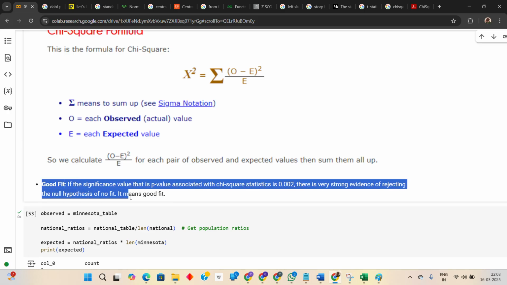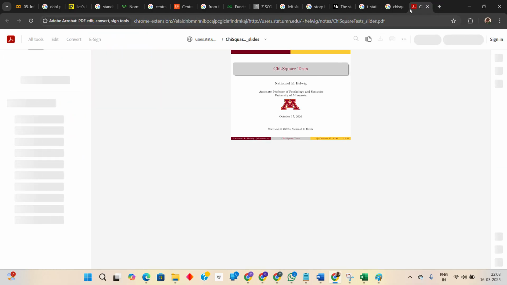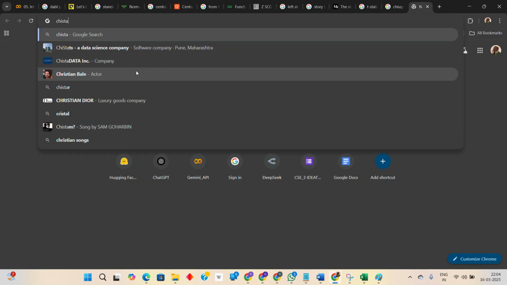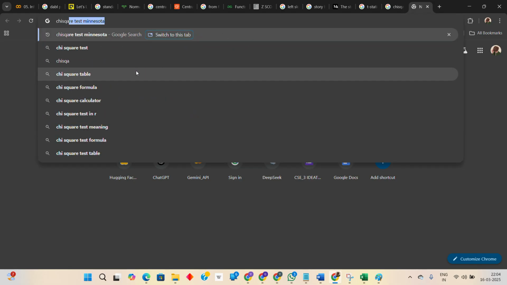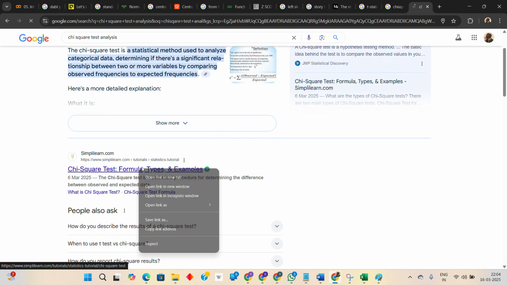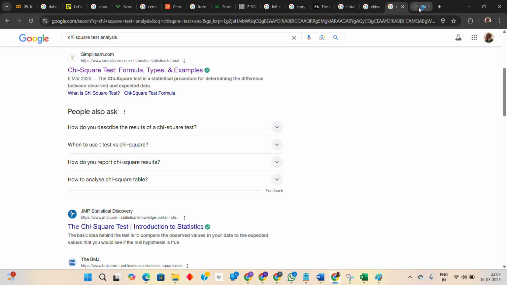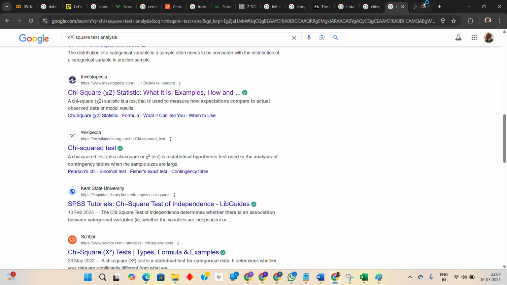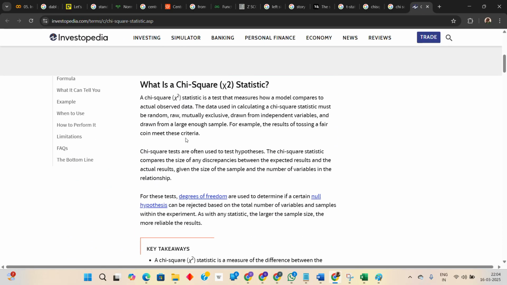It may feel confusing, but if you understand the chi-square test properly, it becomes clear. Let us see a proper chi-square test example. This is the one: chi-square test formula and example. Simply Learn is not good, I don't trust it. Investopedia is good. Here, the explanations are really good.